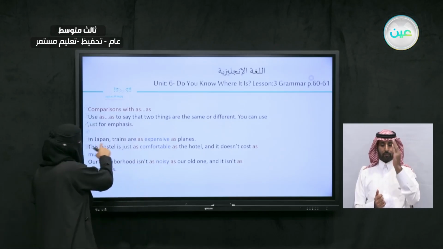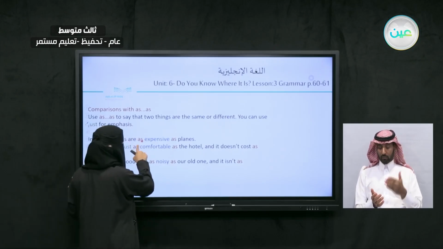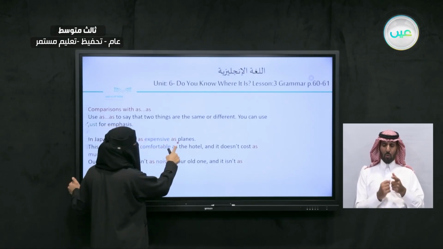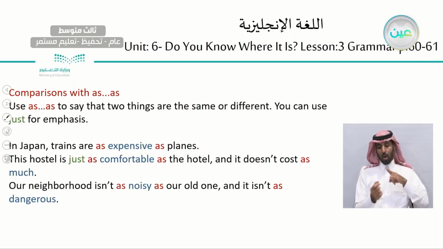Okay? In Japan, trains are as expensive as planes. So as, and then you put the adjective in the middle, then you write another as planes. You are comparing between the trains and planes, and you think they have similar expense. So as expensive as. This hostel is just as comfortable as the hotel, and it doesn't cost as much.